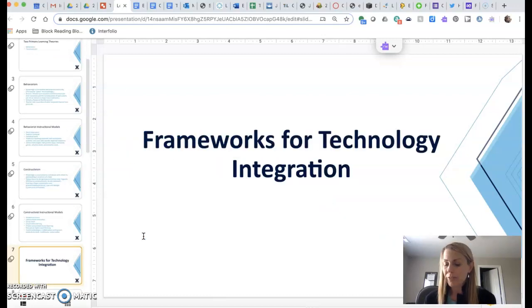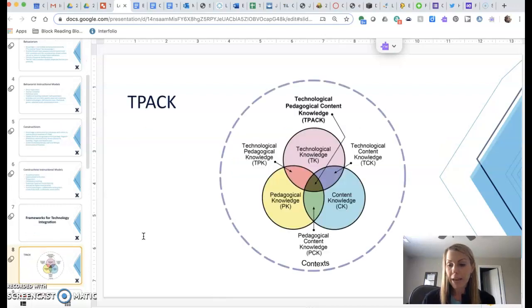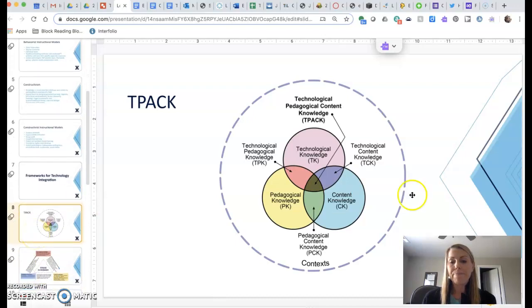So some frameworks for technology integration are, first, TPACK, which is something that you should have read about. TPACK stands for technological, pedagogical, and content knowledge. So the idea here is that when you're using technology in education, you really need to be thinking about three things.